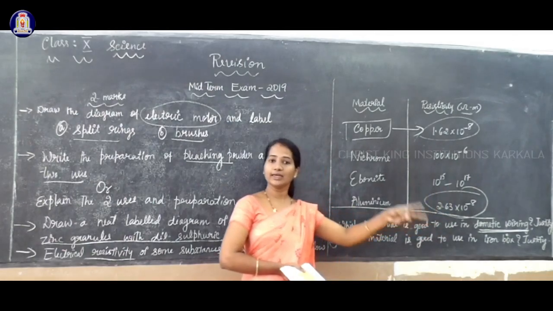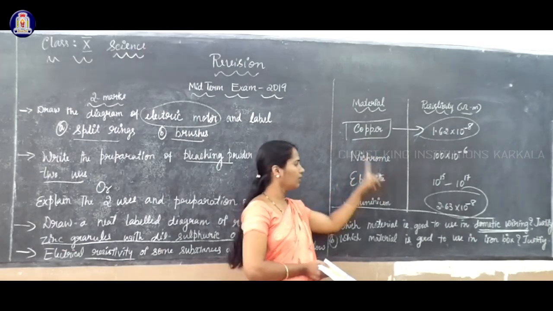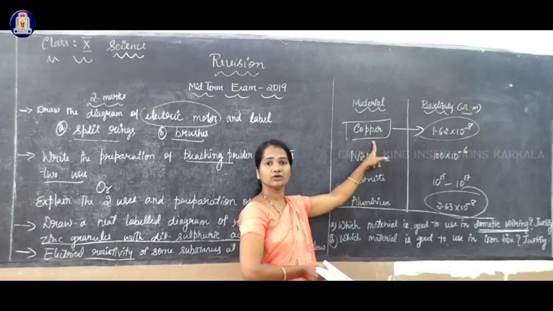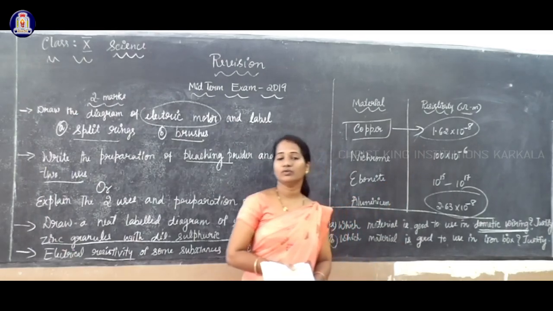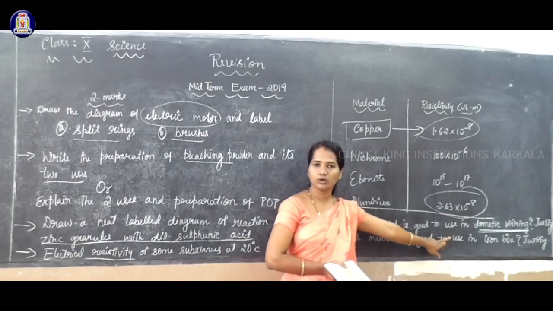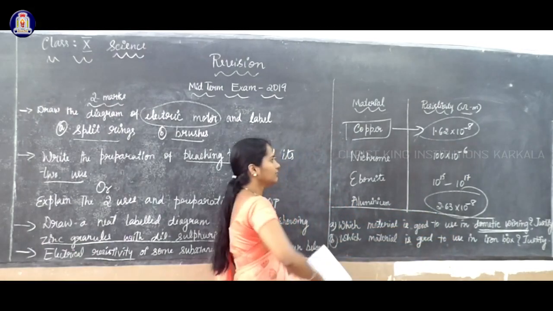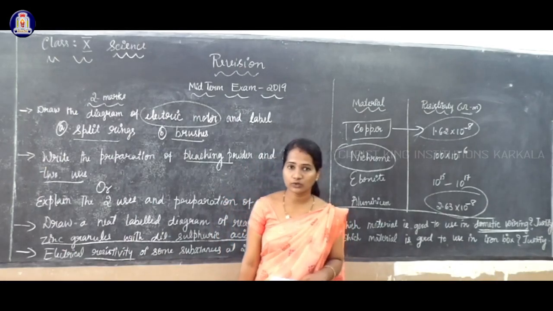When comparing copper and aluminium, copper is the best because it has the least resistivity. So, which one is used in the heating device, the iron box? The iron box is a heating device. In that we are using nichrome. What is the justification?